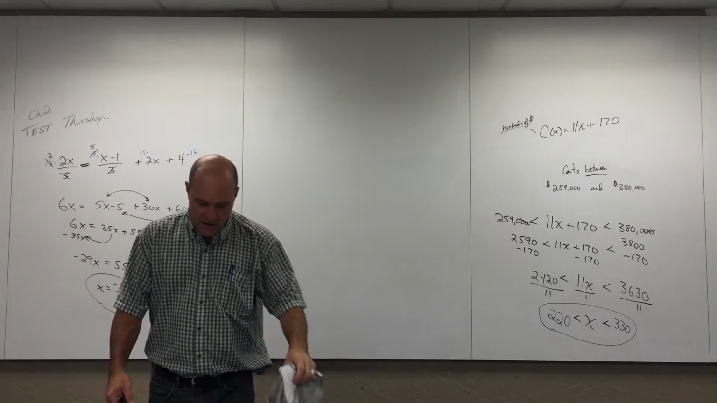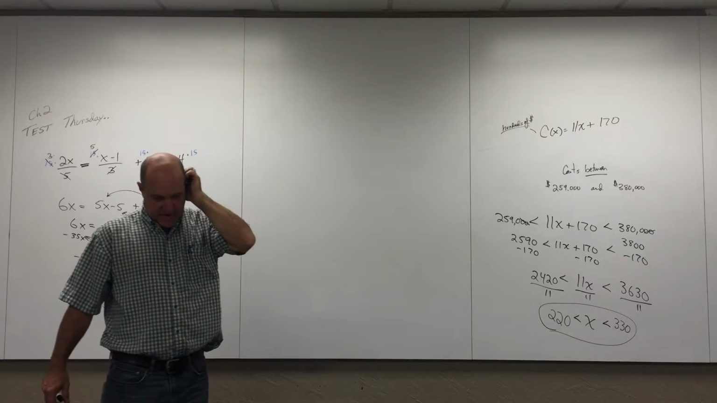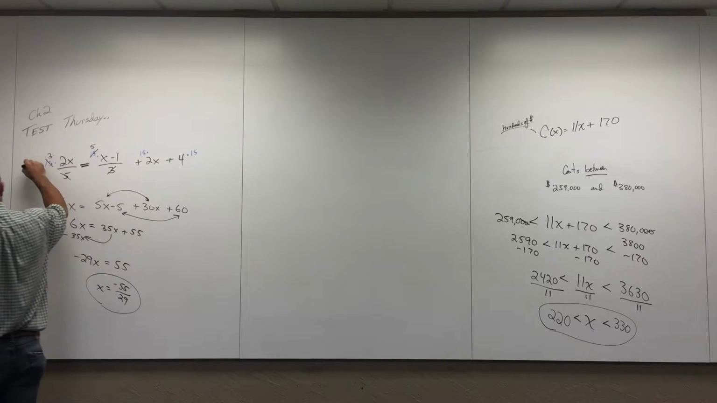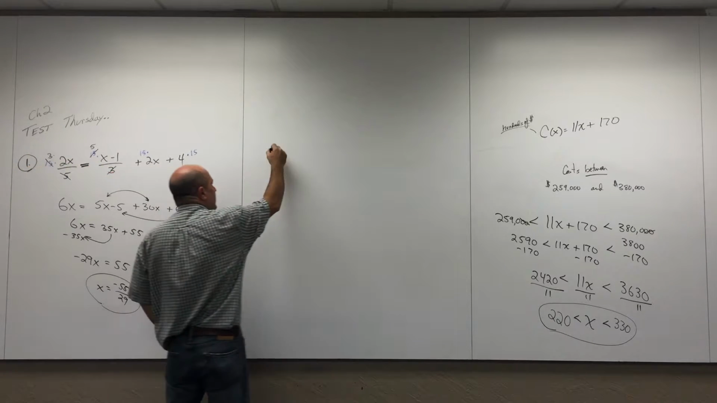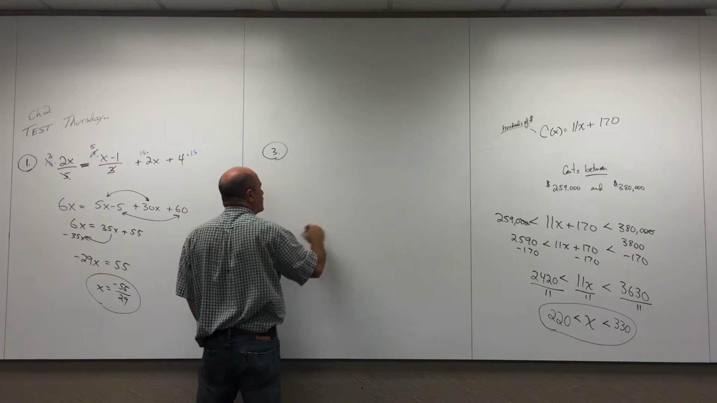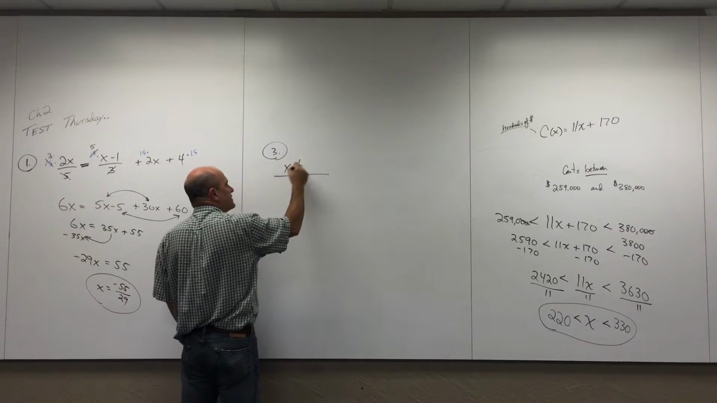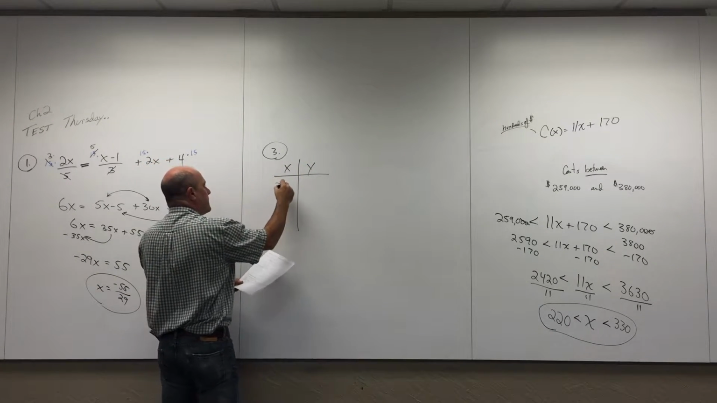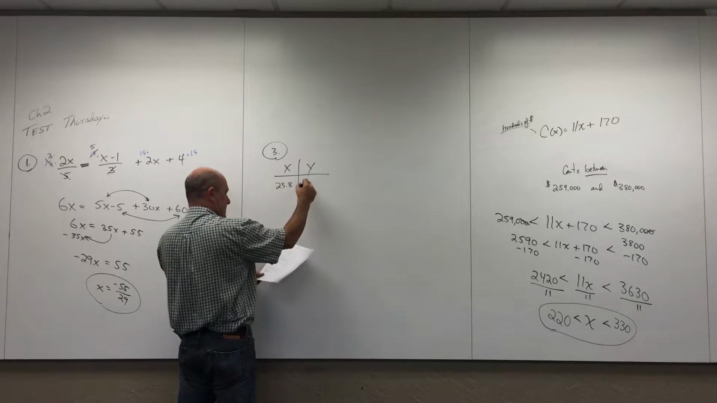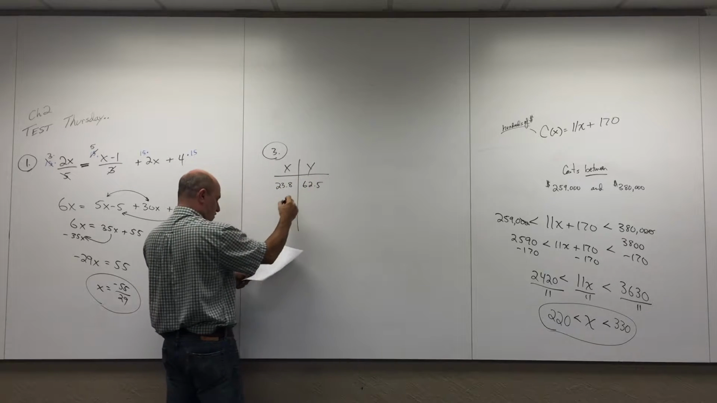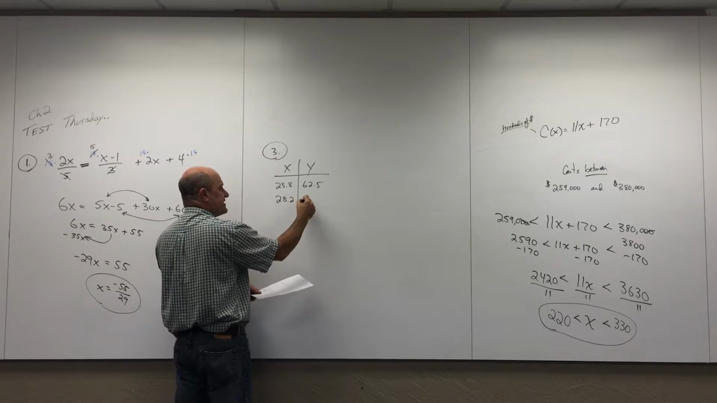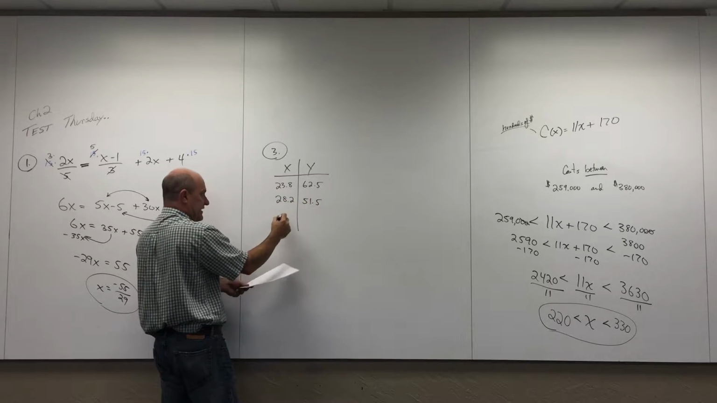Let's see. What else do I want to talk about? Number 3. So this was number 1 on your quiz. Number 3 is a little funny. I gave you this chart of x's and y's, and the question is, does this data look like it's linear?